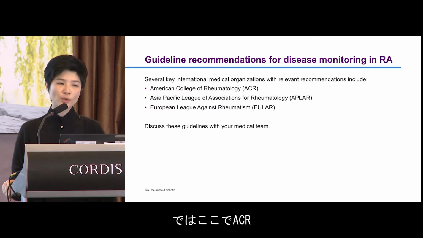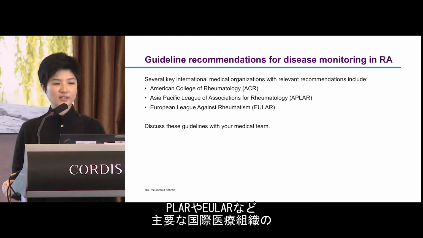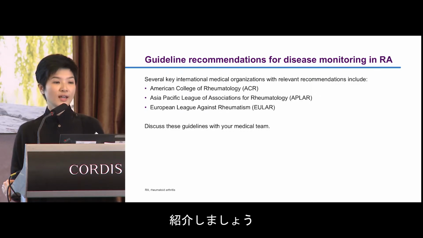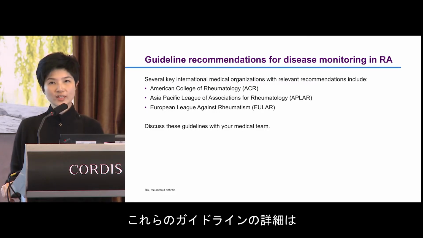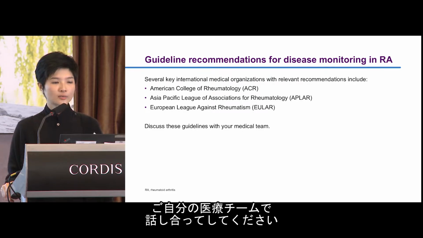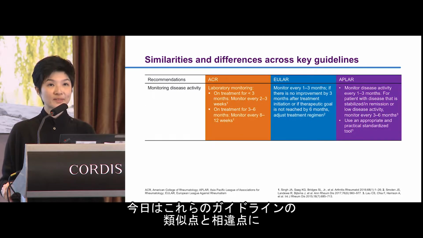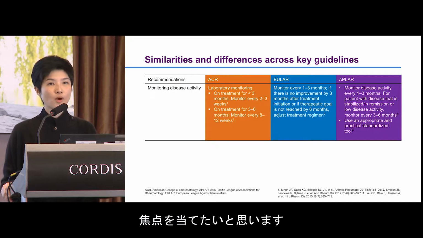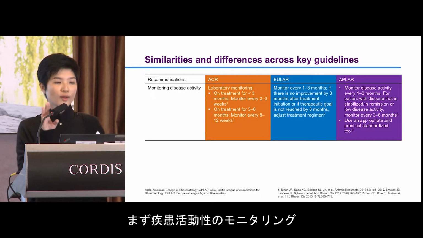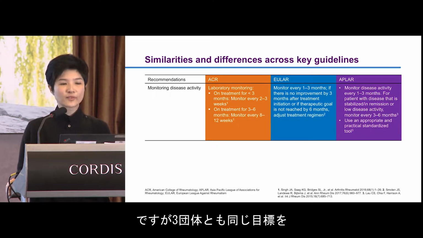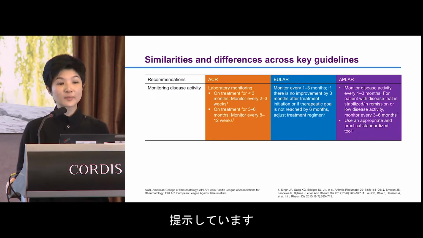So here I would like to show you several key international medical organizations with relevant recommendations, including ACR, APLA, and EULAR. So for details of these guidelines, you can discuss with your medical team. But today, I would like to highlight the similarities and differences across these key guidelines. So for monitoring disease activity, these three organizations share a common goal.